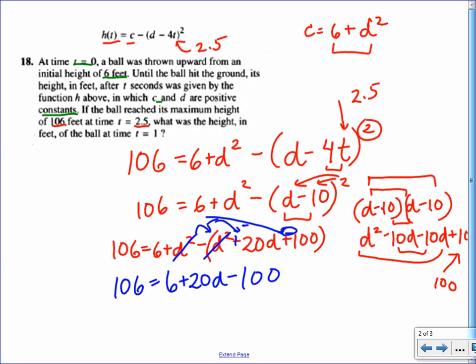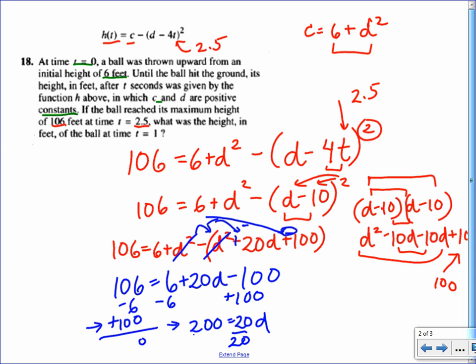Okay, and now we just need to combine like terms. So we're going to move all of the numbers over. Okay, so when we subtract 6 from 106, we'll get 100, and then we're adding 100, so we get 200 equals 20d. And then when you divide by 20 on each side, you'll get d equals 10.